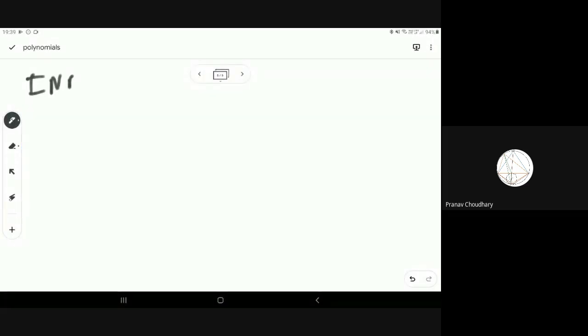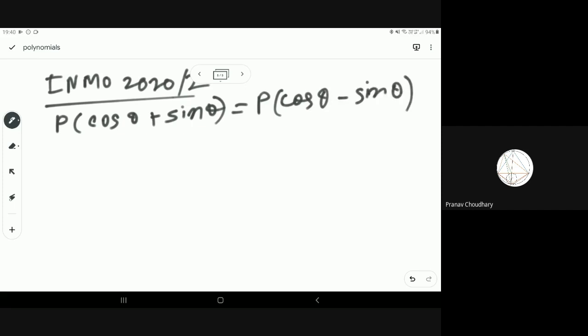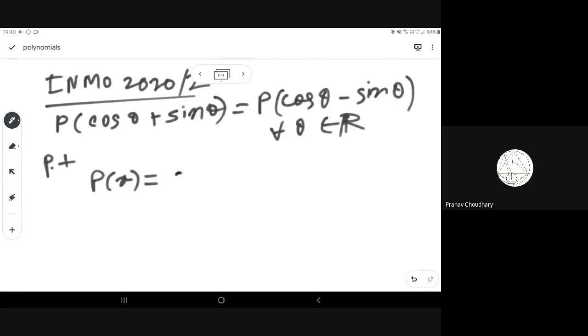So the next problem is INMO 2022. The problem goes like, suppose you have p of cos theta plus sine theta equals p of cos theta minus sine theta, for all theta belonging to the reals. Then prove that p(x) is an even polynomial in 1 minus x squared.